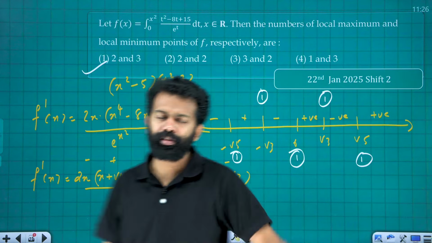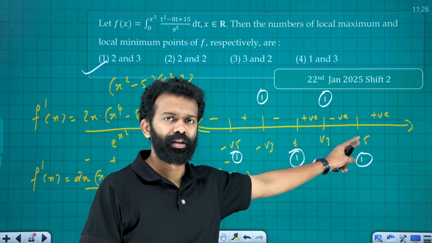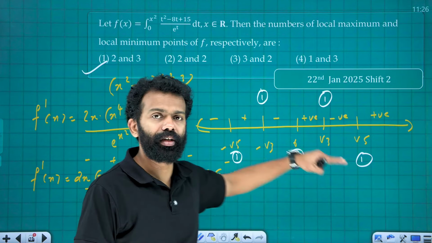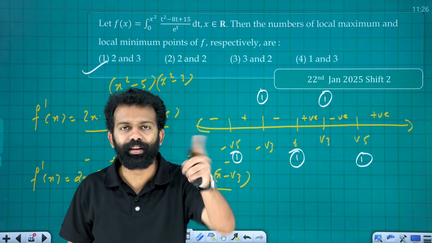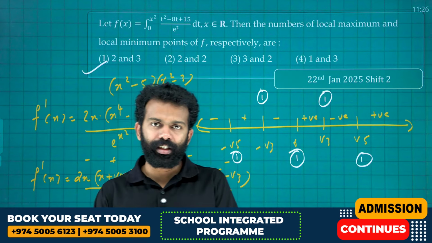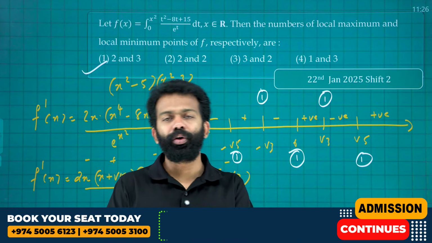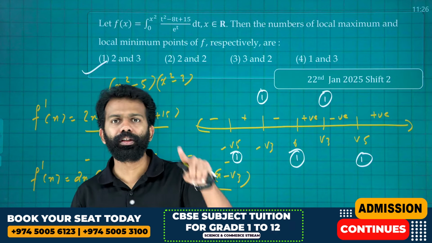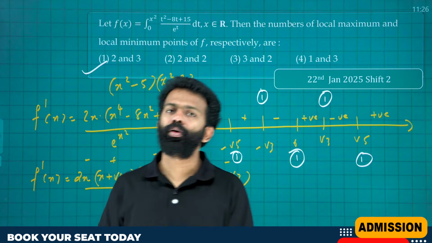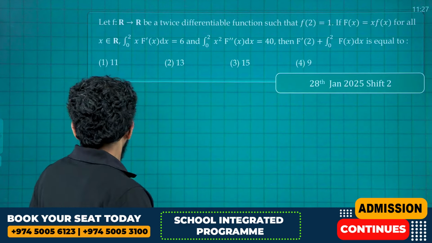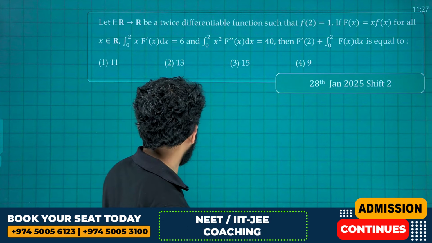Very easy one. This is how you should perform the first derivative test. With respect to a critical point, if from the left side to the right side the sign changes, then that is a point of either local maxima or local minima. If the sign changes from positive to negative, that is a point of maxima, and if the sign changes from negative to positive, then the point is a point of minima. Hope you got the idea here. We can move to the next one.